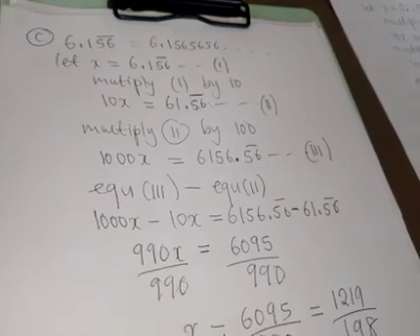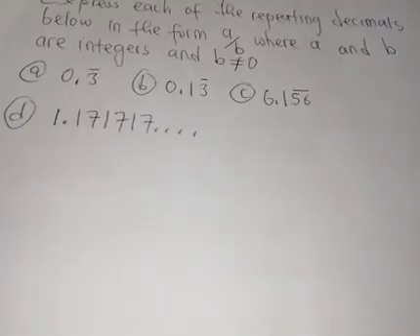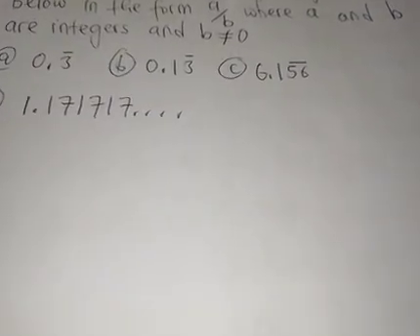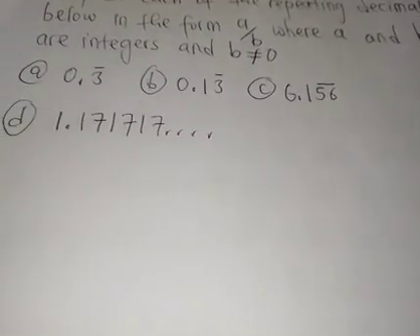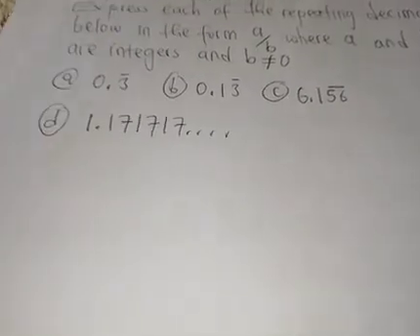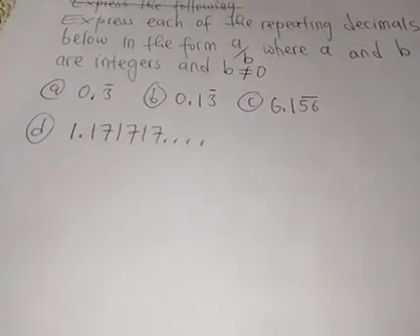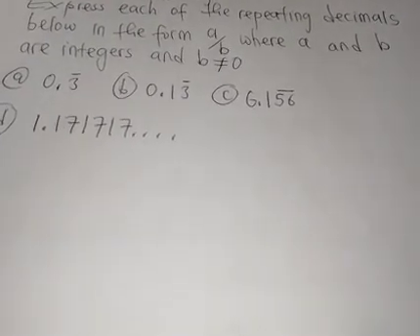Then the last question, we have that one, 1.171717 being repeated. So you can try that one. You can pause the video, try it, then you get back just to see if you have gotten the concept. Okay. So we have 1.171717, that one being repeated. So what is being repeated here? 1717 being repeated several times.